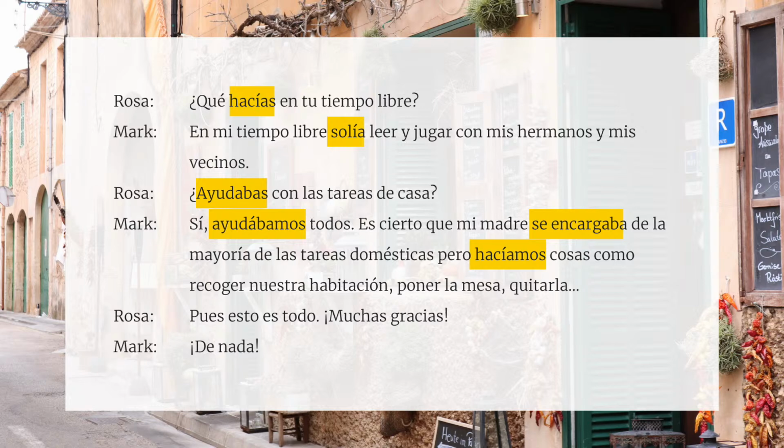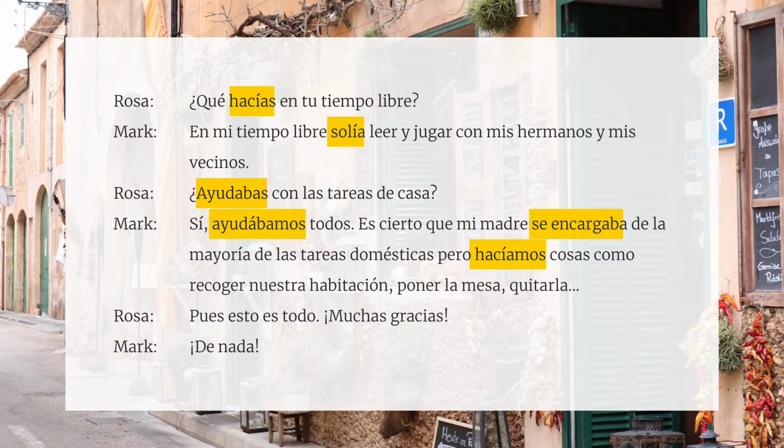¿Ayudabas con las tareas de casa? Did you used to help? So another er verb. Con las tareas de casa, with the household chores. And I say, sí, ayudábamos todos. We all used to help. So another er verb there. Ayudábamos, the nosotros form. We all used to help. Es cierto que mi madre se encargaba de la mayoría de las tareas domésticas. It's true that my mum took charge of the majority of the household chores, pero hacíamos cosas, but we used to do things. And again, we've got hacíamos from hacer, como recoger nuestra habitación, poner la mesa, quitarla, like clean or tidy our bedroom, lay the table, clear the table.